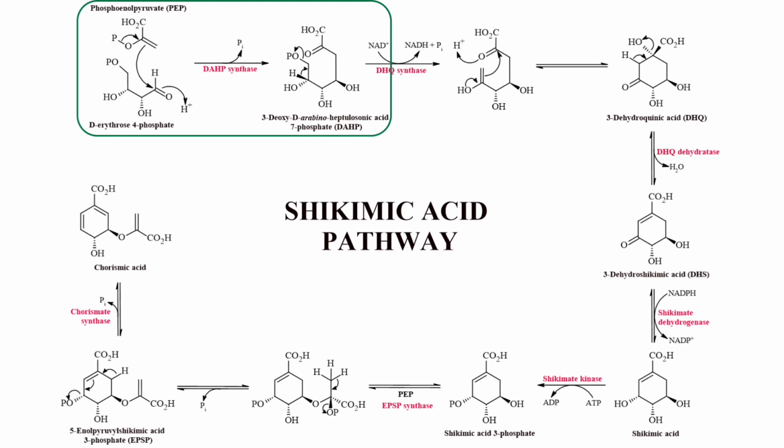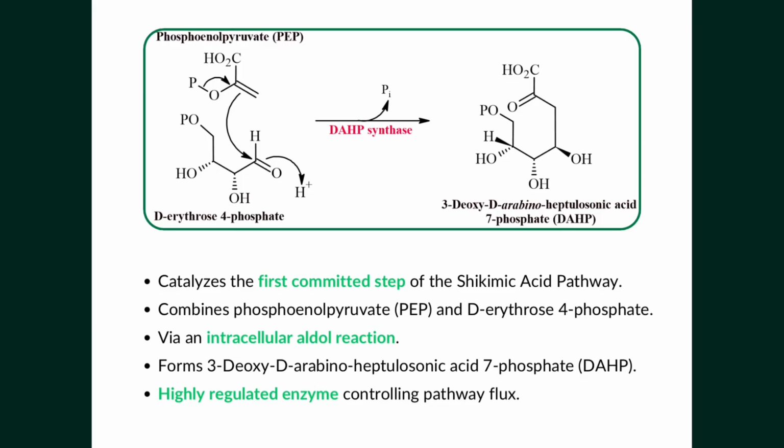Without further ado, let's start with the first key enzyme, which is DAHP synthase. DAHP synthase catalyzes the first committed step of the pathway. It combines phosphoenolpyruvate and D-erythrose 4-phosphate to form DAHP via an intracellular aldol reaction. Because this step controls the entry of metabolites into the Shikimic acid pathway, DAHP synthase plays an important regulatory role.